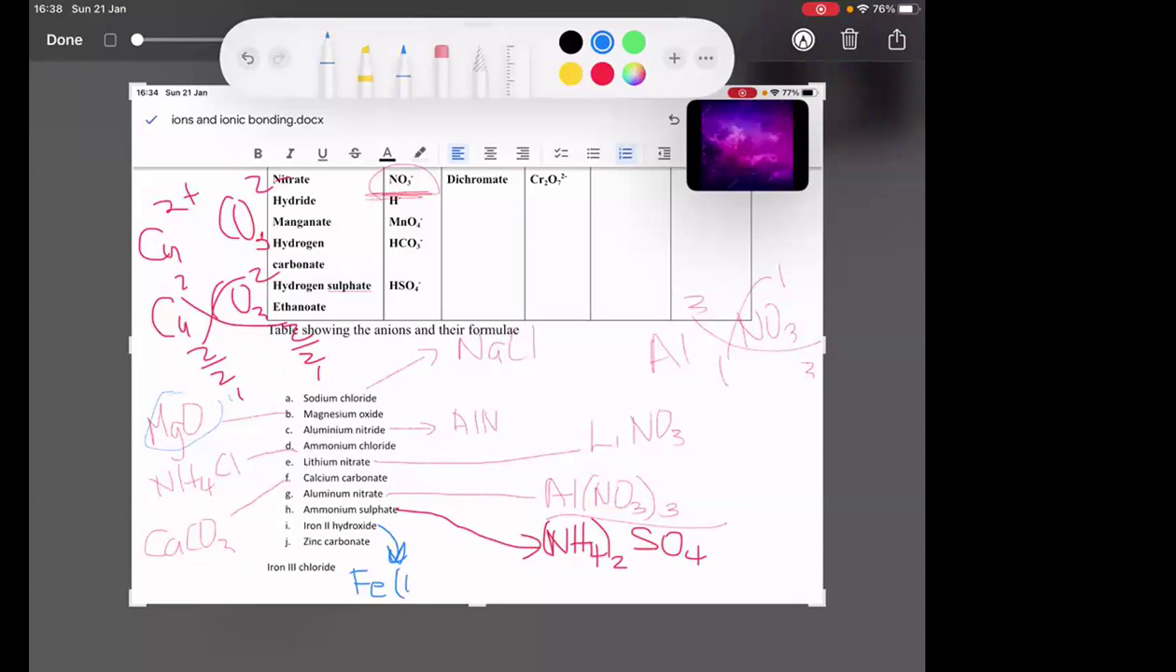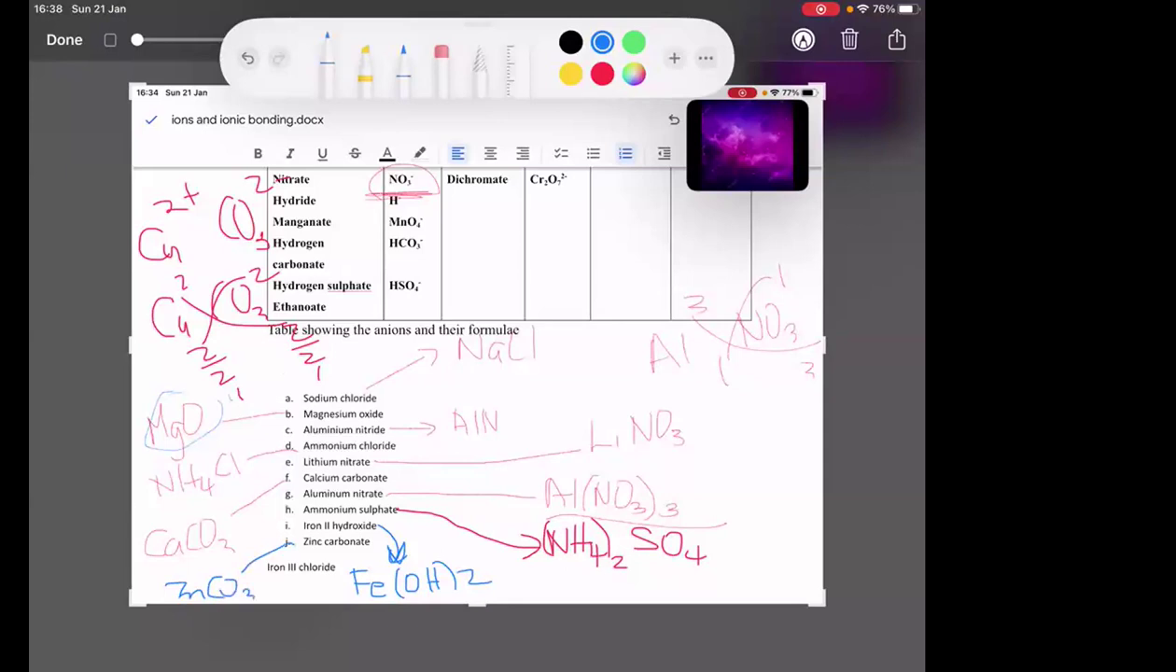Fe(OH)2. Open bracket, OH, close bracket, 2. Remember, I told you this is the trick one, so let's not let that trick us. And then we have zinc carbonate, which is ZnCO3.